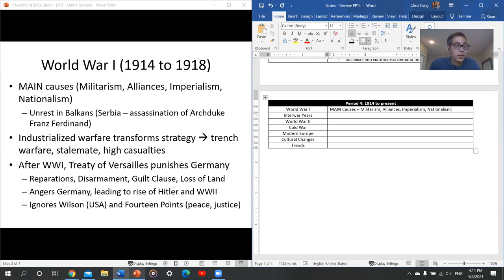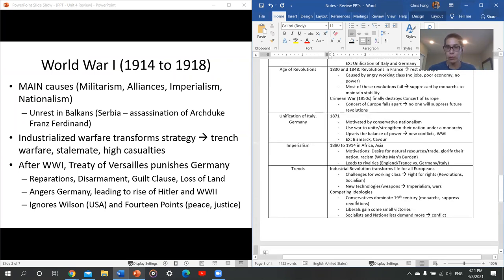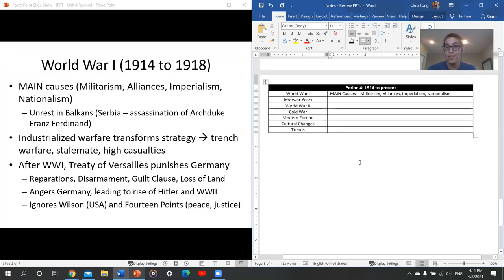Alliances: England and France allying with Russia against Germany, Italy, and others. Imperialism, which created this rivalry between countries. And then nationalism: people are willing to do darn near anything to defend their countries.